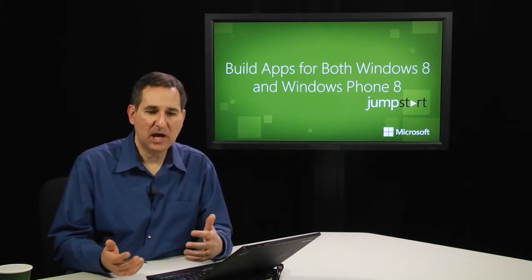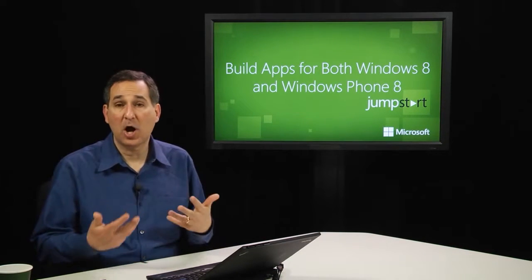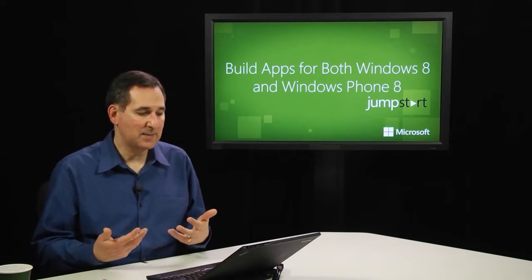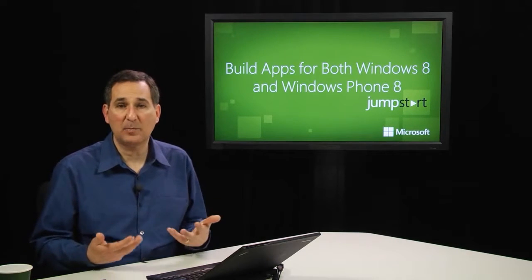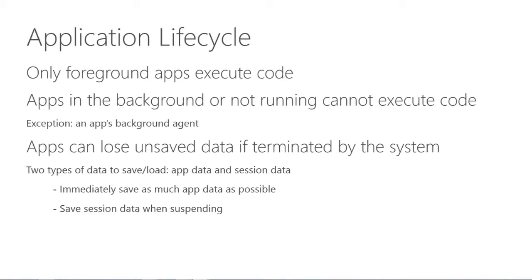Now, if the operating system is managing the state and managing what's going on in memory, then your apps will lose unsaved data if the operating system terminates them. And so the way that you manage that is that the operating system actually gives you clues as to what's going on, and it does that by triggering certain events in your app that you can then take advantage of to save your state before you get suspended and obviously before you get terminated.